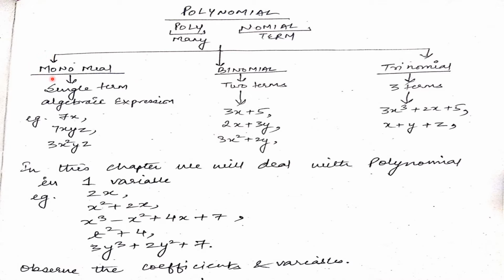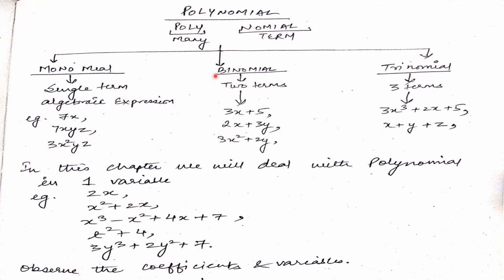What is meant by mono? Mono means one. You must have heard the name monorail also. Okay, so you can relate with that. So monomial is a single term algebraic expression. Example 7x, 7xyz, 3x square yz. Okay, you can see there is no term added or subtracted from it, so it is a monomial. All of these are examples of monomial.